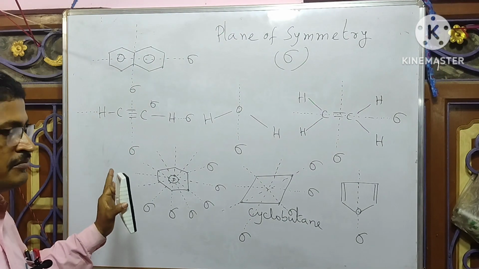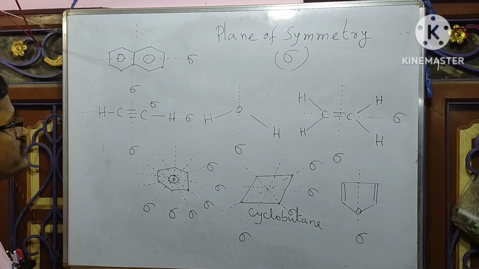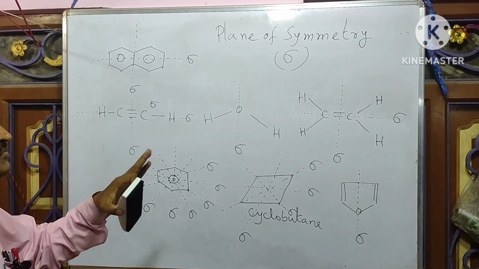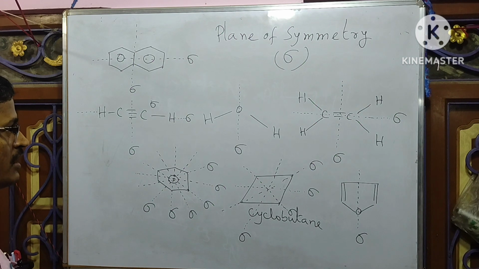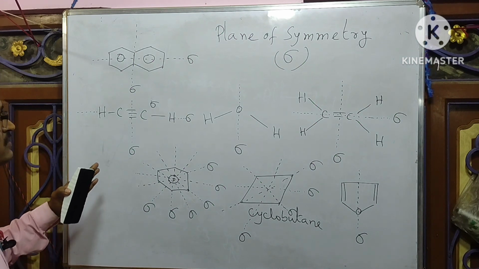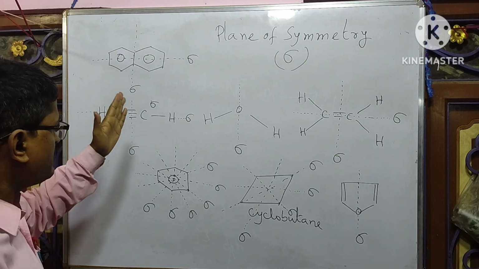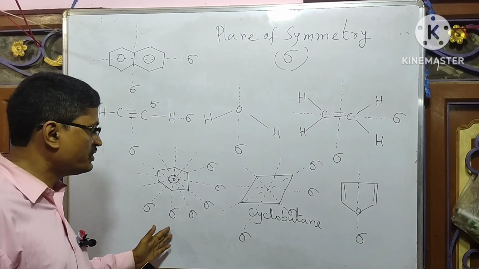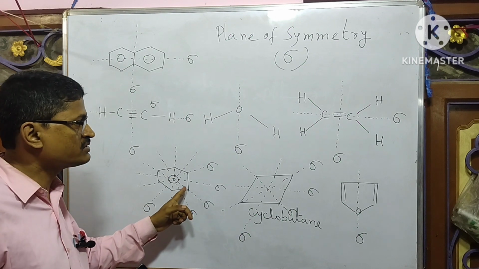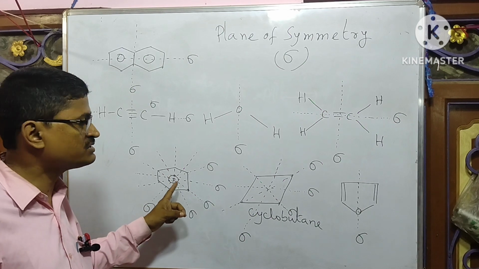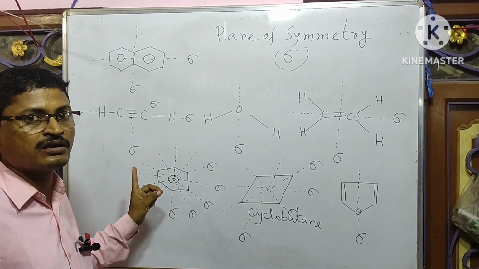I have cited various examples of molecules containing planes of symmetry, and I have tried my best to clear the idea of plane of symmetry. Lastly, I shall end this video by remembering the definition of the plane of symmetry. If an imaginary plane passing through the molecule divides it into 2 equal halves, each being a mirror image of each other, then the molecule is said to possess a plane of symmetry sigma. Thanks to all.